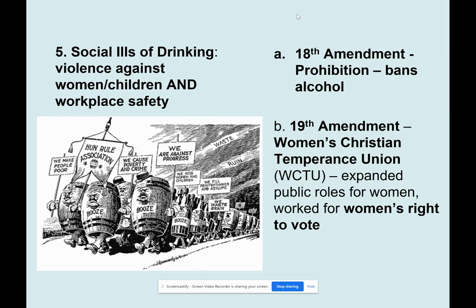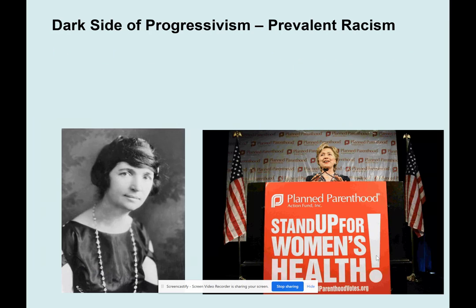The 19th Amendment is going to expand public roles for women by giving women the right to vote. And this organization, you can see here, the Women's Christian Temperance Union, or the WCTU, actually worked on both banning alcohol and women voting because those issues felt so interconnected during this period. Banning alcohol was about protecting women from drunk men, and then also giving them the vote allowed them to have more voice in society. So both of these amendments are going to be, in some ways, directed at women's rights. Banning alcohol, 18th, and then giving women the right to vote, the 19th Amendment.